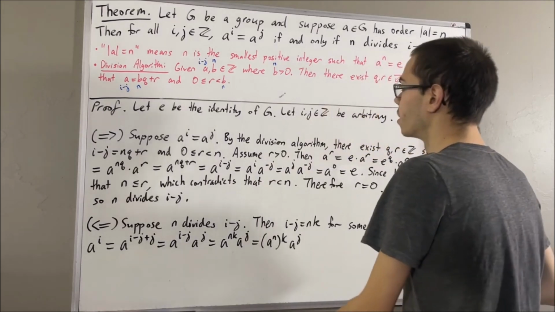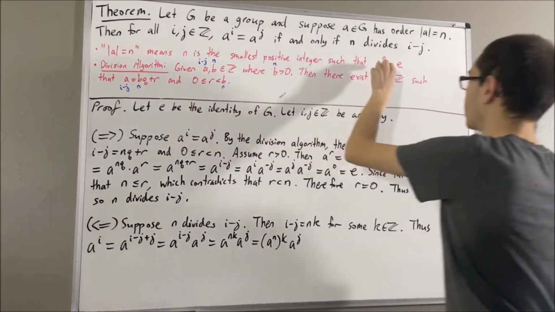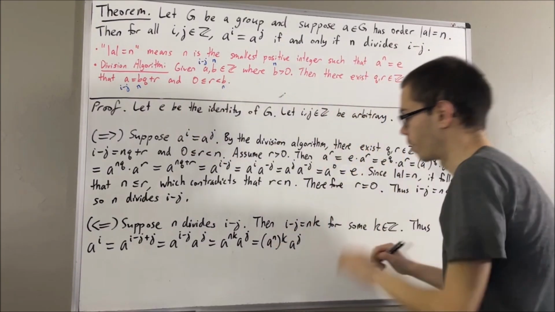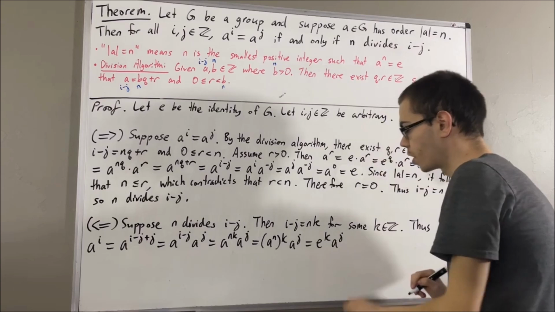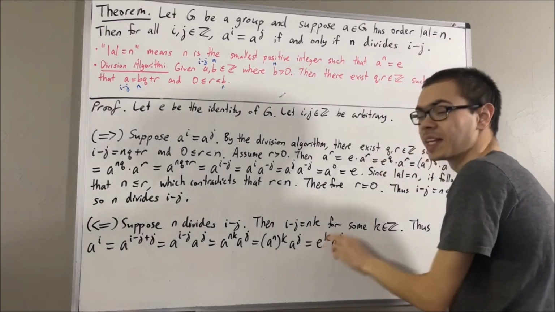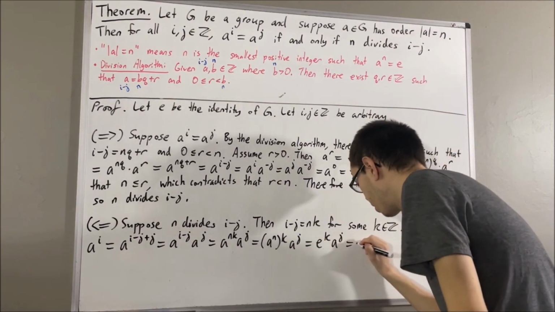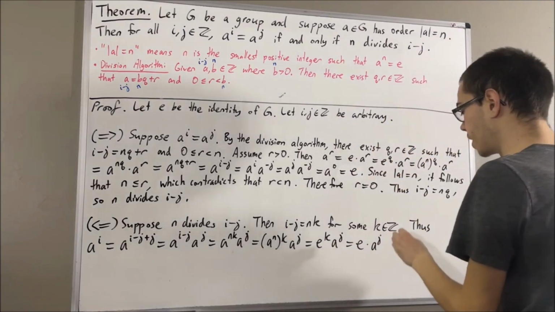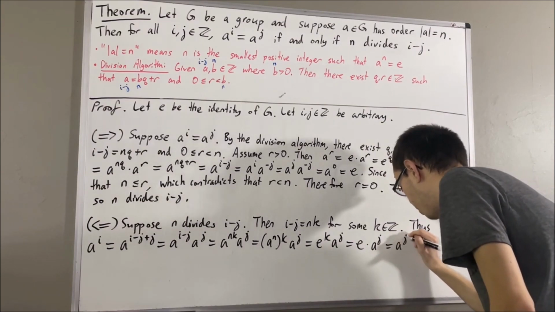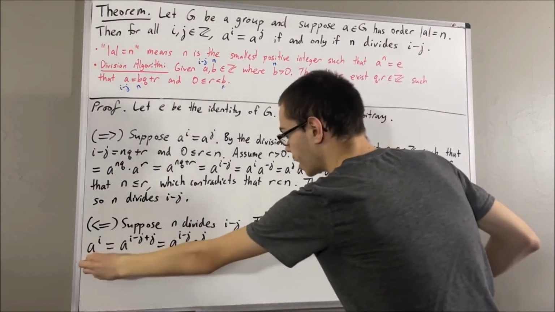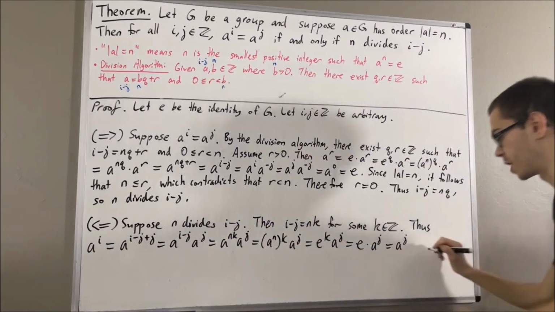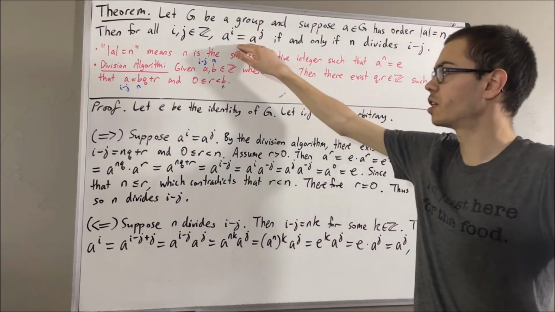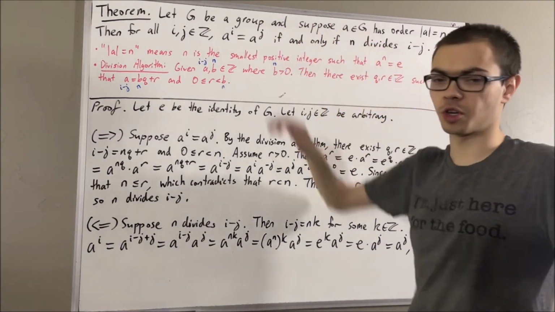But then, since the order of a is equal to n, we know that a to the power of n is the identity element. So we can replace a to the power of n with the identity element. But then, we know that the identity element to the power of any integer is the identity element. So this is just the identity element times a to the power of j, but then, by definition of the identity element, we know that this is just a to the power of j. And so we have shown a to the power of i is equal to a to the power of j. And that is exactly what we wanted. So we have proven if this is true, then this is true.